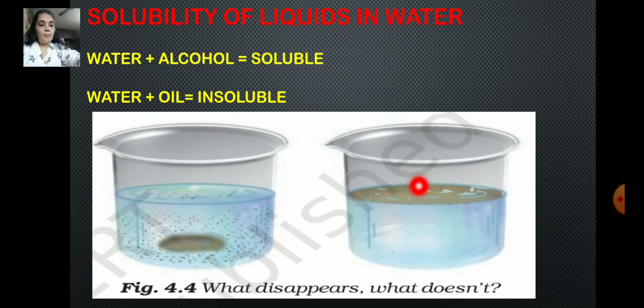So they form a separate layer on the top of the water, which when kept aside for some time. So children, some gases. So some gases are also soluble in water. So how do we know this?